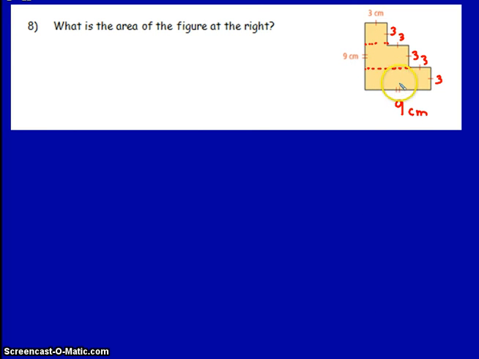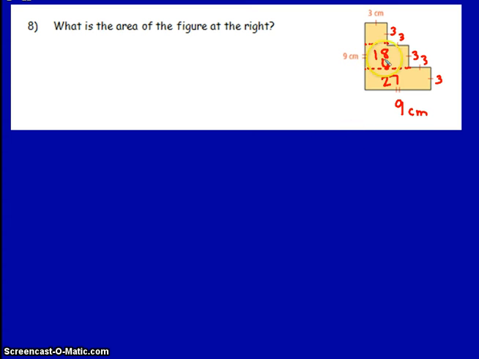And so if I find the area of this rectangle, it's length times width, so I get 27 centimeters square. And I find the area of this rectangle, this has to be, if this is 9, that means that this has to be 6, because 6 and 3 give you your 9. And so now the area of this rectangle in the middle is 6 times 3, which is 18 square centimeters.